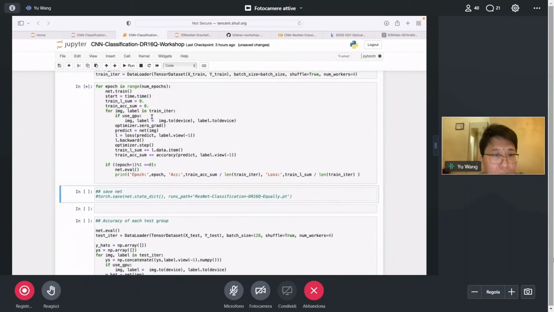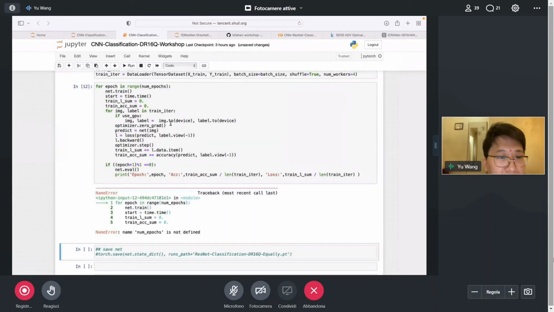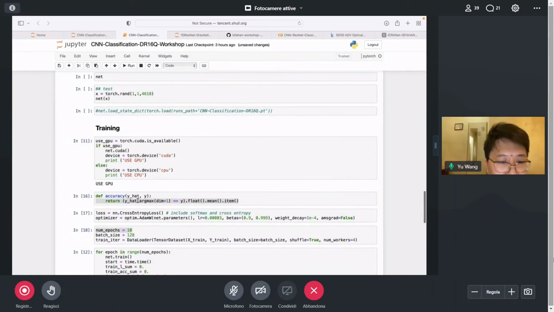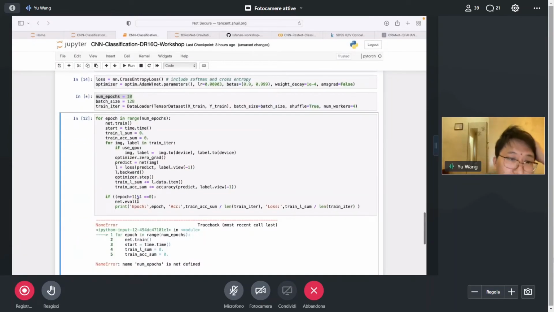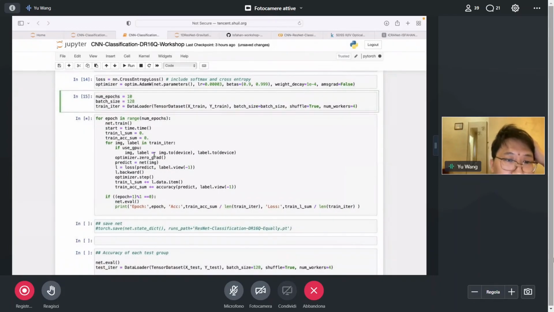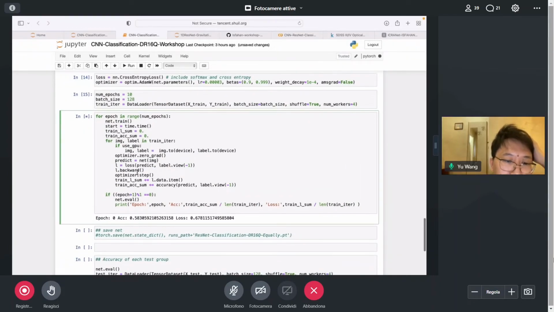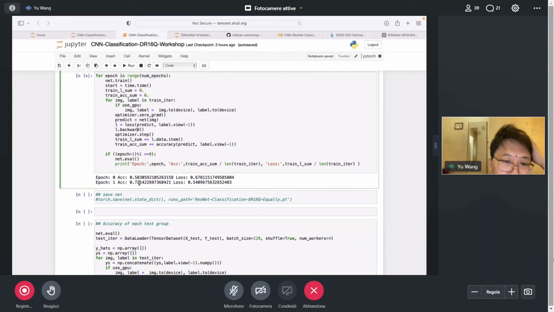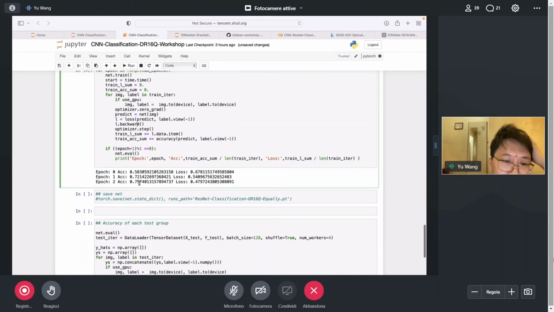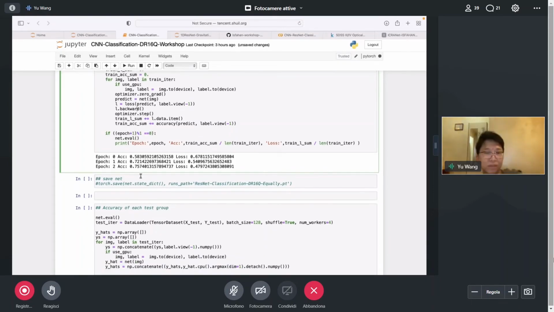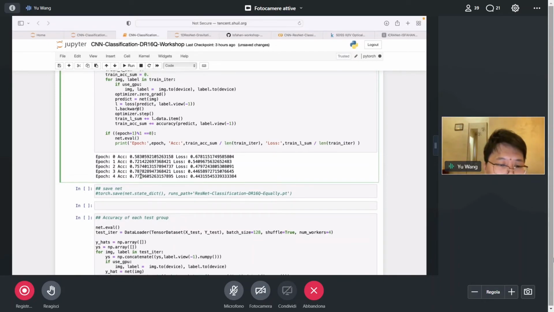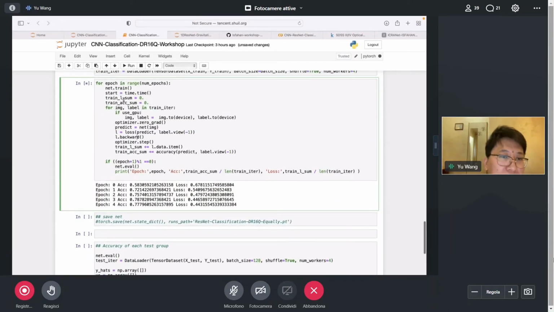This one should be fast. Oh, I did not run. The training: the first epoch is 0.58. Then it goes to 72% accuracy. Then 75, very fast. 78. I defined 10 epochs, so let's run 10 times.